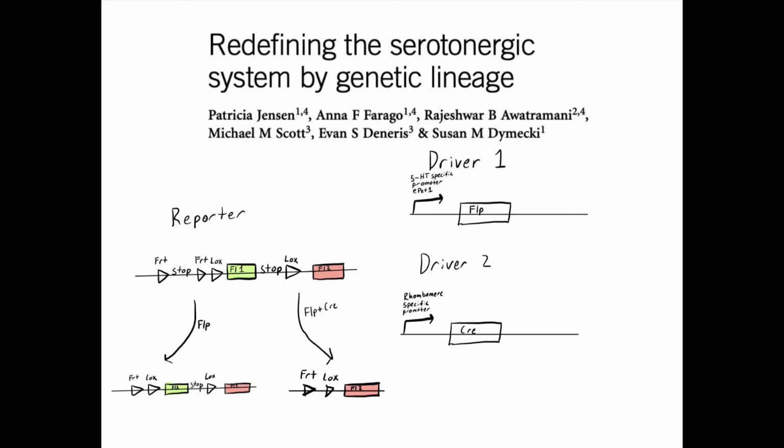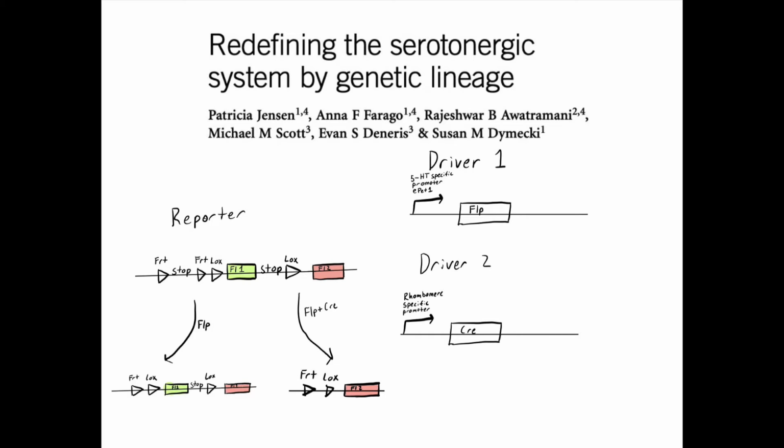intersectional labeling of Dymecki et al., in which the investigators separately labeled adult serotonergic neurons based on which rhombomere they came from during development. The serotonergic nuclei of the brainstem are important components of the neuromodulatory system, which has widespread effects on wakefulness, awareness, and autonomic function.